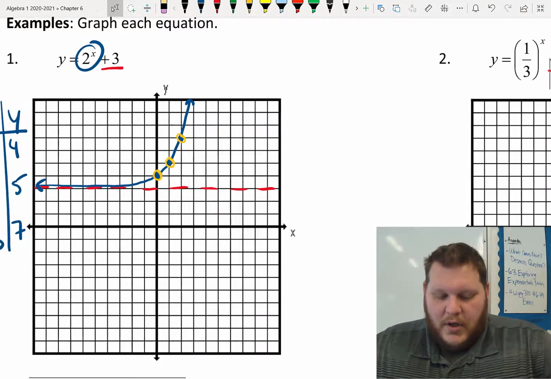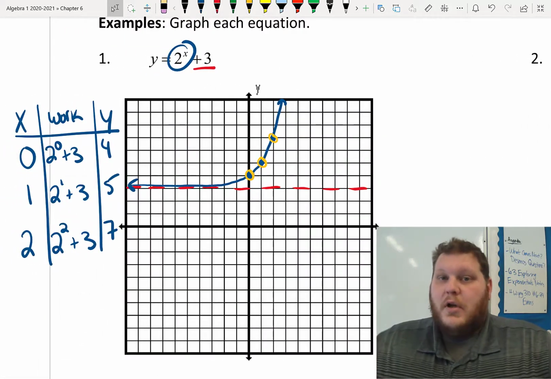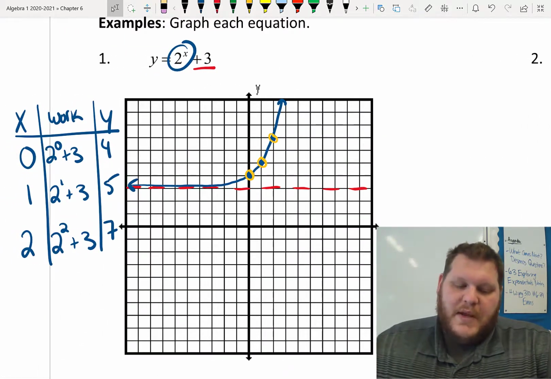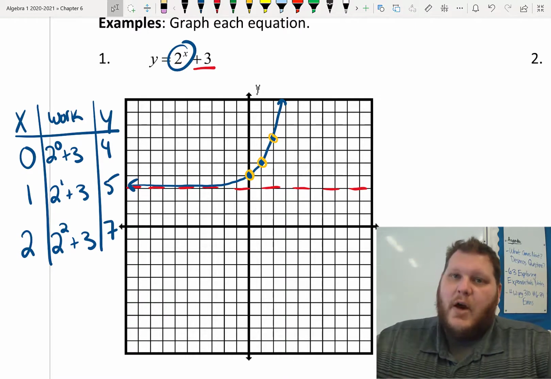Where number 1 was an exponential growth equation because my base was bigger than 1, meaning it's going to curve up on the right side and it's going to get close to the asymptote on the left.